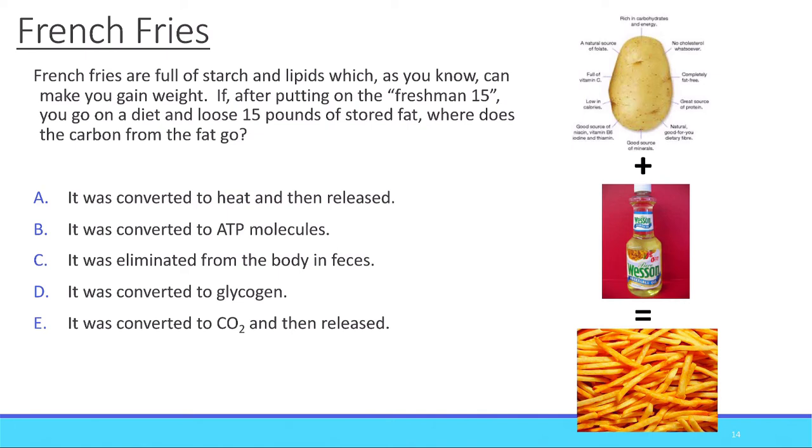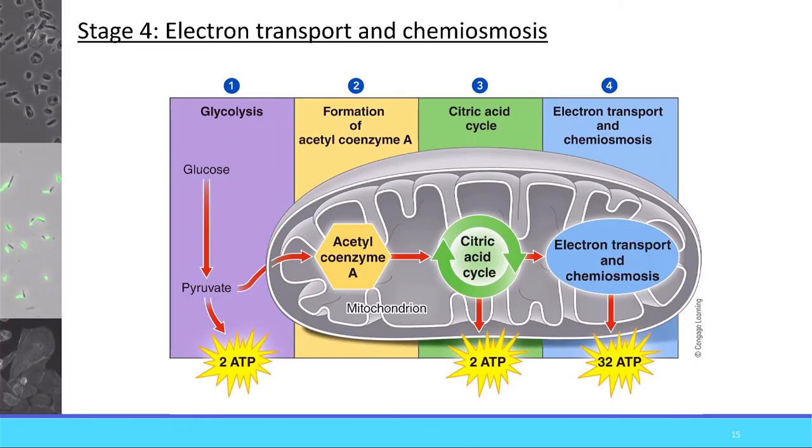So hopefully you are telling me, all right, Dr. Hubbs, we get it. We know what the answer is. And you're yelling at the screen and you're telling me that it is E. So during stage 2 and stage 3, we see the production of CO2. And that CO2, that carbon, comes originally from glucose. All right, so I just quickly wanted to go back to that question and make sure that we are all on the same page. So now we are finally at stage 4.